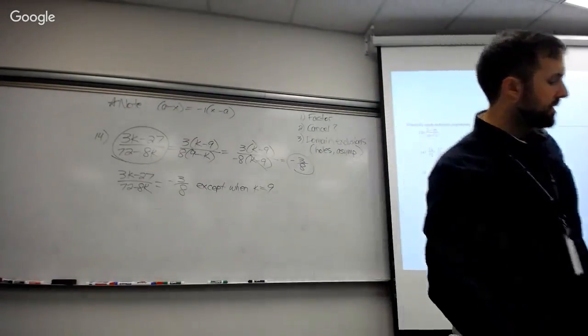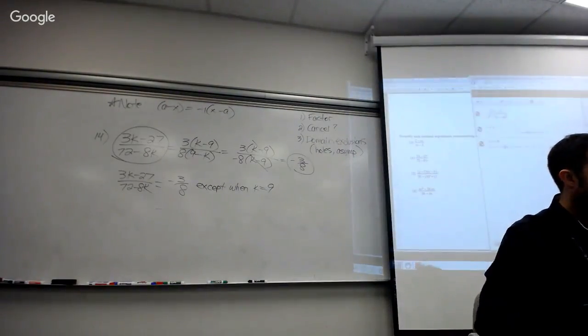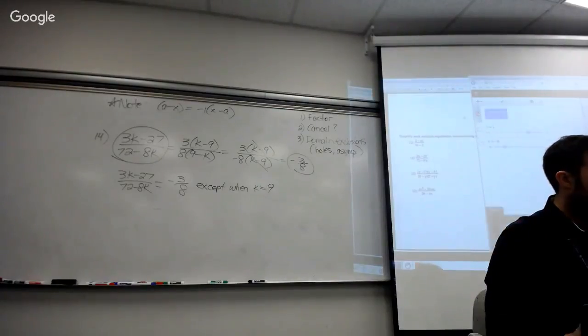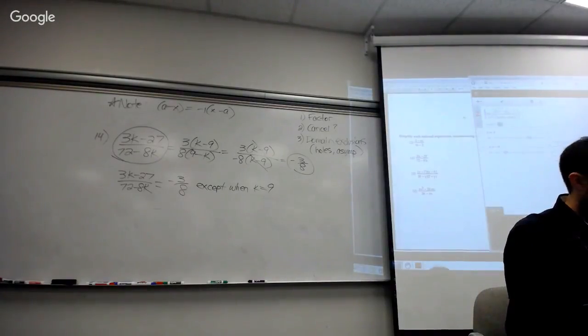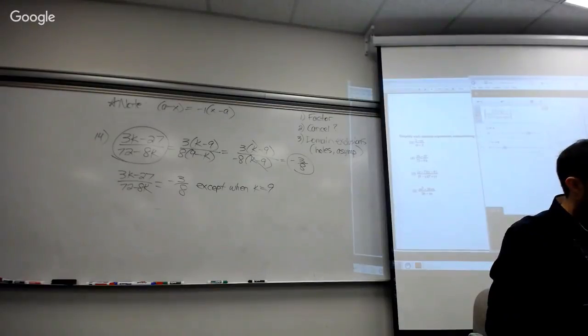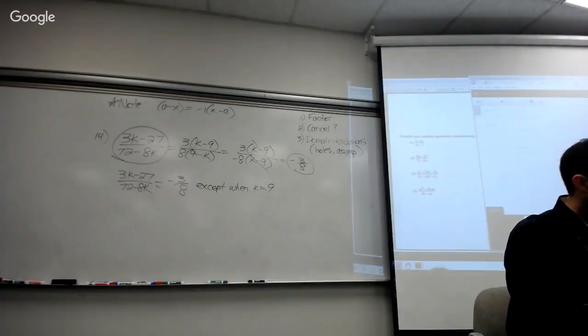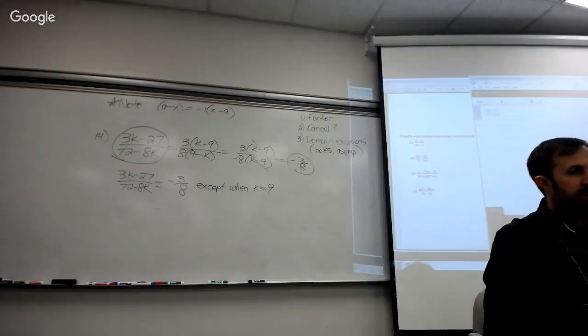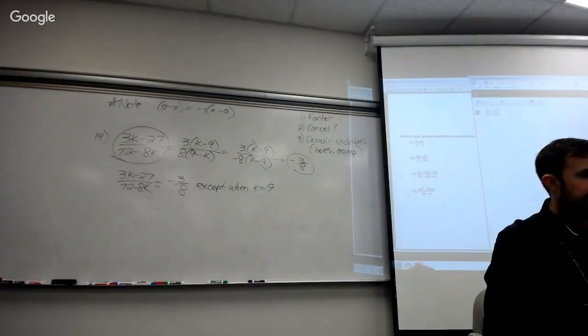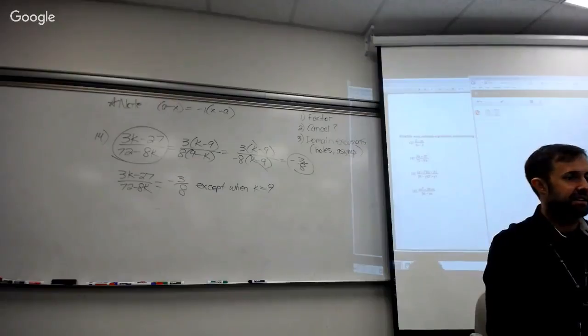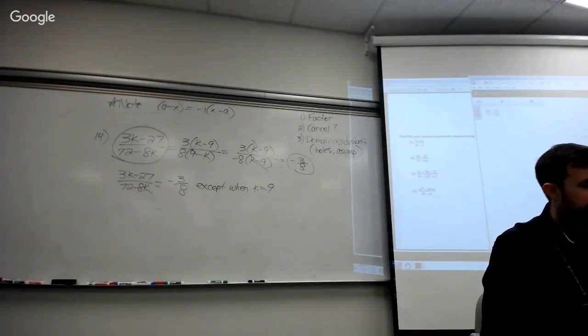I think that one would be worth looking at, because this is kind of funny. What does this thing even look like? I've got my 3x minus 27 divided by 72 minus 8x. There. What is our graph? What is the graph of this? It's just a line, right? And what's the value of the line? Well, it's kind of tough to tell. The y-coordinate is always the same. What's the y-coordinate?